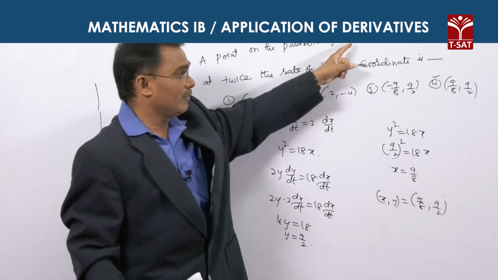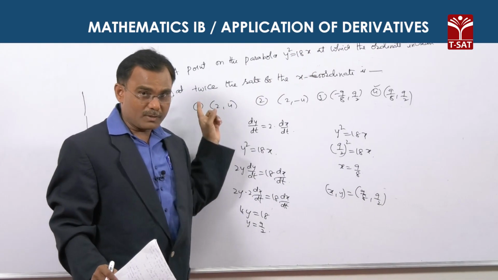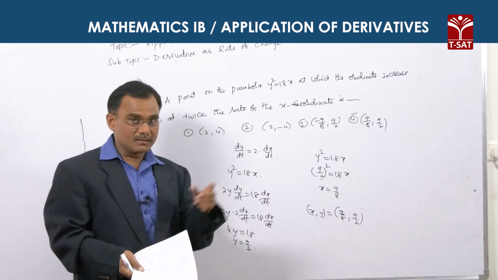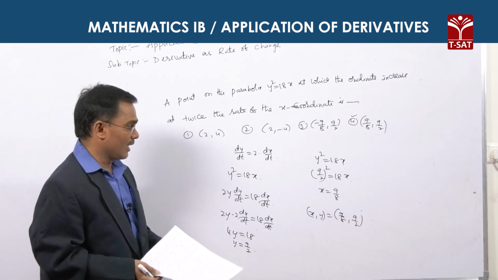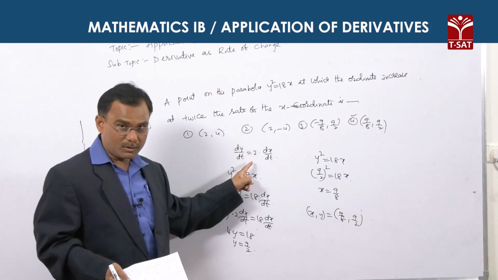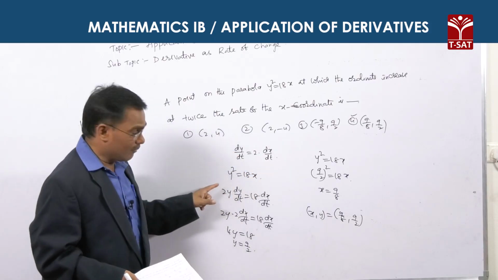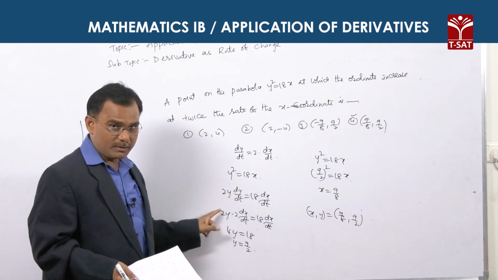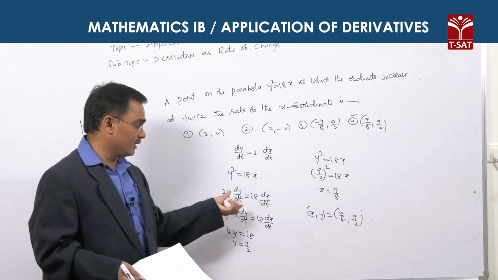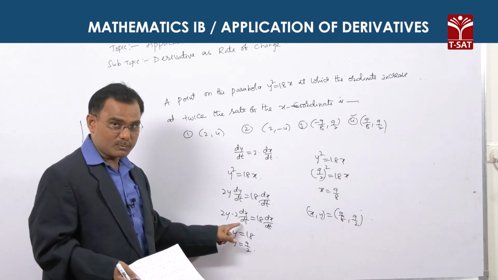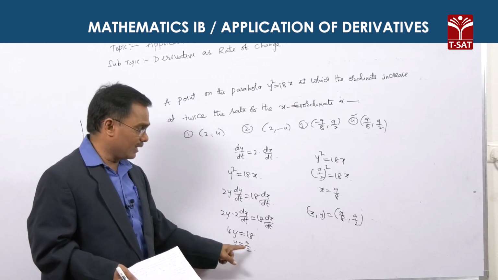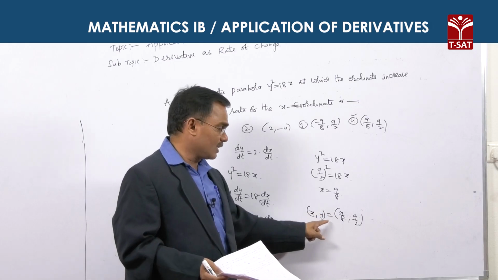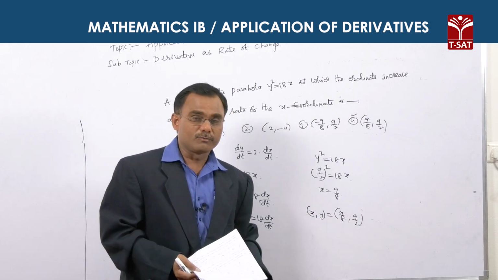A point on the parabola y square is equal to 18x is given. The rate of the y coordinate is twice the rate of the x coordinate. Then the point being asked for is required. So the rate of the y coordinate is equal to twice the rate of the x coordinate. The parabola is y square is equal to 18x. Differentiate: 2y into dy by dt is equal to 18 into dx by dt, but dy by dt is equal to 2 into dx by dt. Simplifying we get y is equal to 9 by 2. Substitute the y value in the parabola, we get x equal to 9 by 8. So the required point (x, y) is 9 by 8 comma 9 by 2. Fourth option is correct.